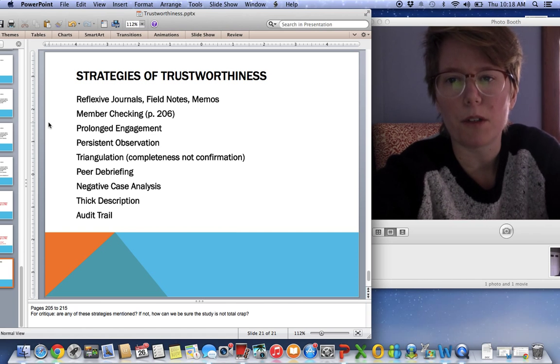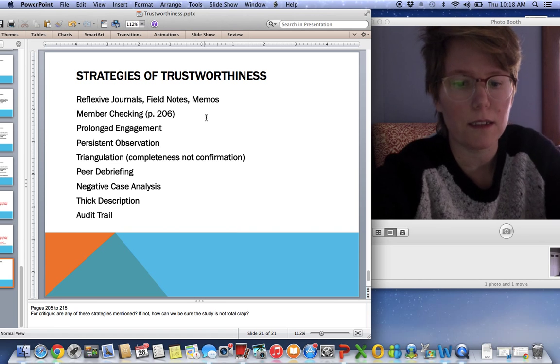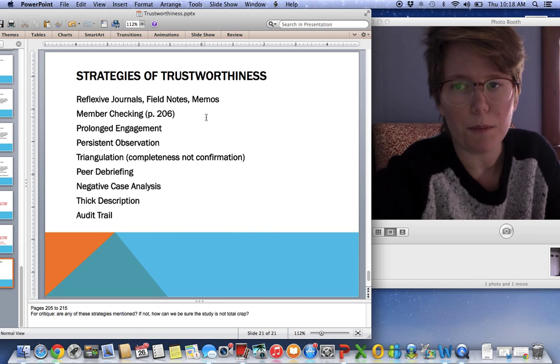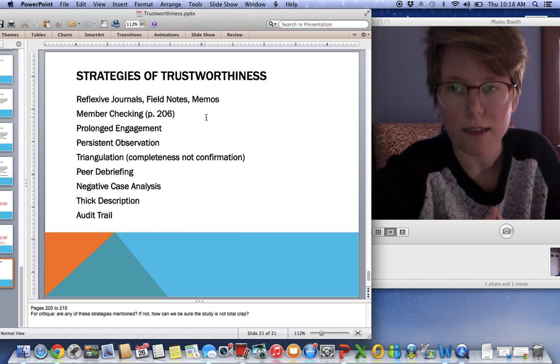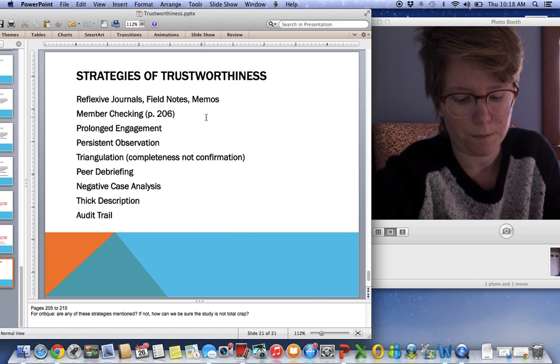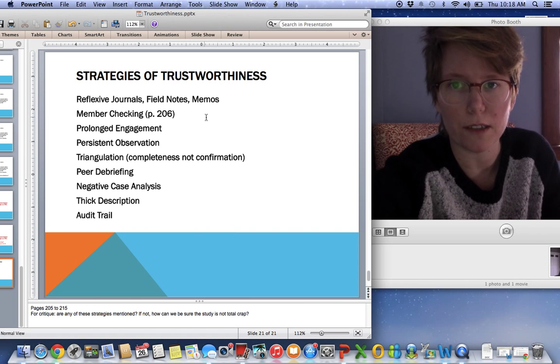I think member checking is really crucial, and that's on page 206. Check back with the people that you're researching. See if they think you're on the right track. That's a great way to increase the chance of a trustworthy study.